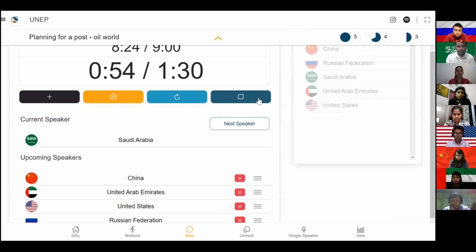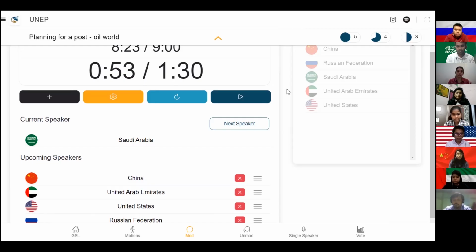Thank you. Now, as we saw, Saudi Arabia did not speak for 90 seconds. Rather, he spoke for lesser time, and he did not yield his time. In this way, the moderated caucus goes on, and the other delegates give their speeches, with Russia being the last speaker. It's time we move on to another form of debate, which is an unmoderated caucus.